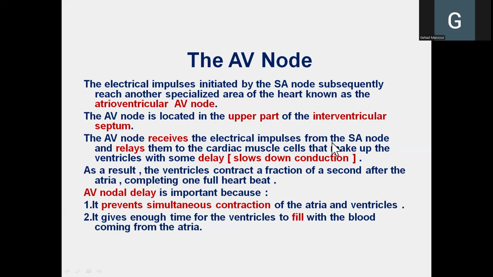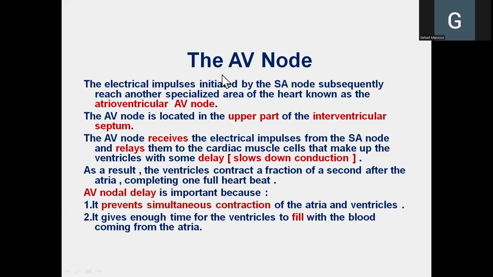Why then isn't it the pacemaker of the heart? Because the rate of the AV node is slower. While the rate of the SA node is 60 to 90 beats per minute, the rate of the AV node is 40 to 60 beats per minute.